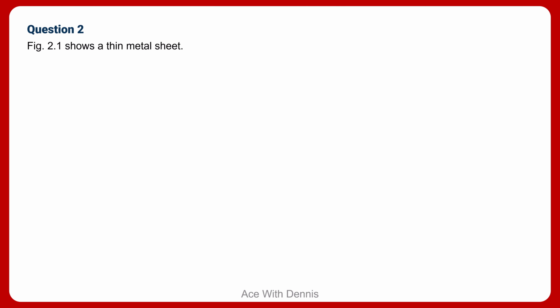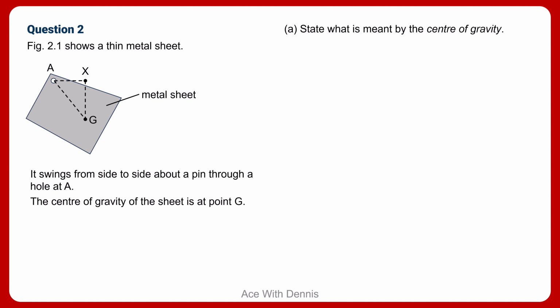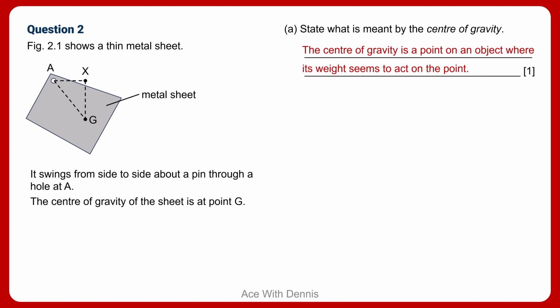Question 2. Figure 2.1 shows a thin metal sheet. It swings from side to side about a pin through a hole at A. The center of gravity of the sheet is at point G. A. State what is meant by the center of gravity. 1 mark. Alright, to answer this question, just write down the definition of center of gravity, which you can find from the textbook. So the center of gravity is a point on an object where its weight seems to act on the point.